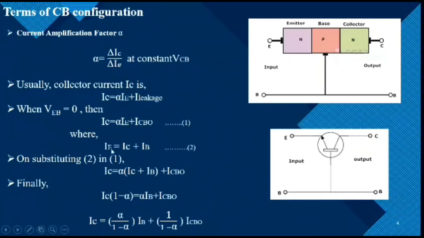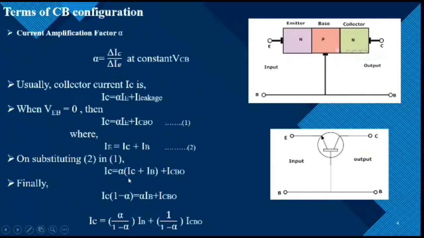But we also know that the emitter current is equal to the sum of the collector current plus base current. Let this be equation 2. Now substitute this equation 2 in the place of IE in equation 1. So now we get IC equals alpha into IC plus IB plus ICBO.